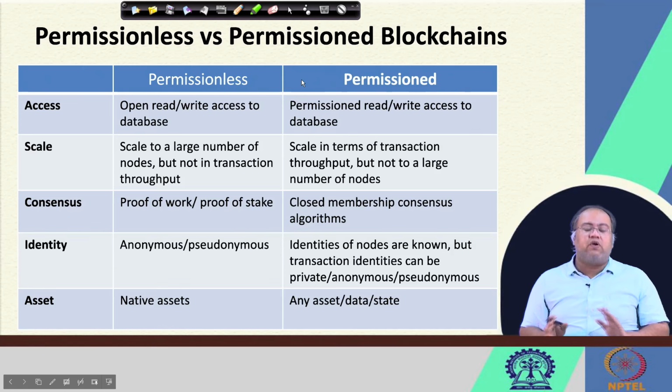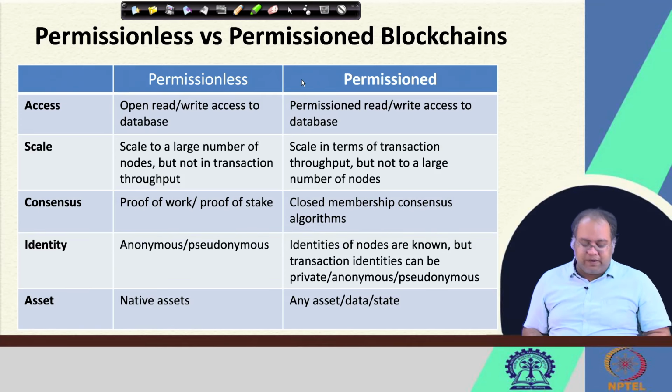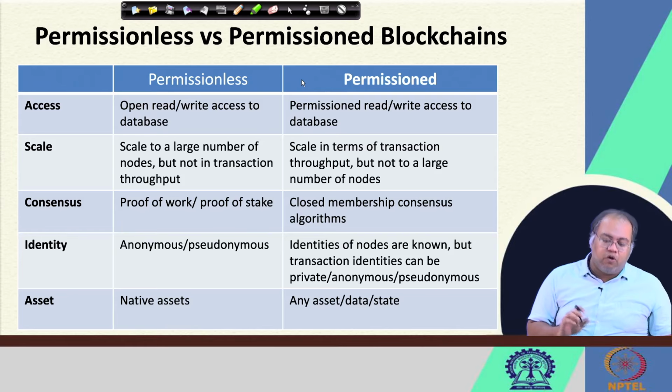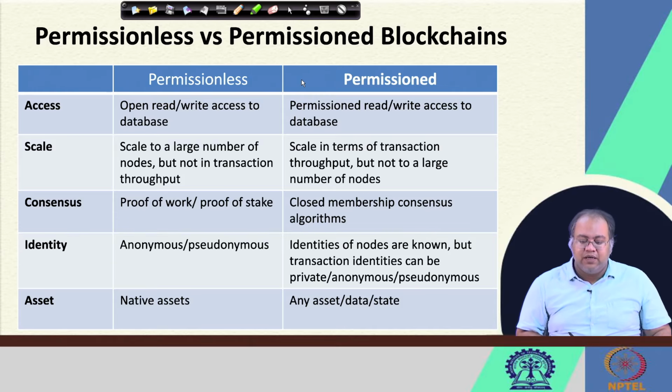So, if I just try to compare between the permissionless and permissioned blockchains, in terms of access control, in a permissionless model you have open read-write access to the database, whereas in a permissioned model you have permissioned read-write access to the database; you need to get pre-authenticated. In terms of scaling, a permissionless model scales to a large number of nodes, but not in transaction throughput, whereas a permissioned model scales in terms of transaction throughput, but not to a large number of nodes.